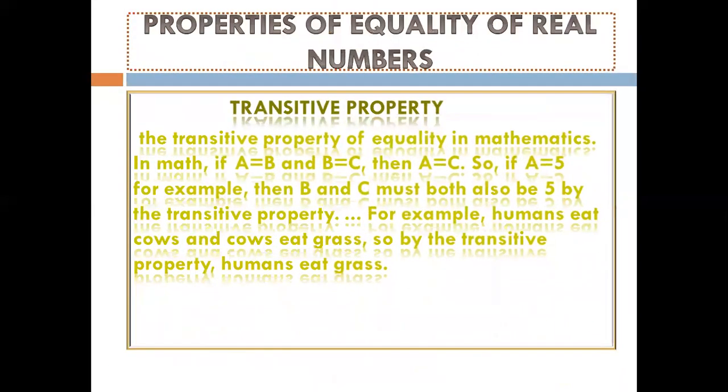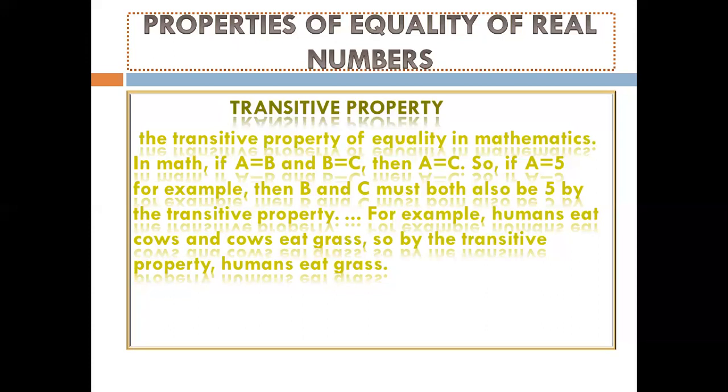Next is transitive property. The transitive property of equality in mathematics: if A is equal to B and B is equal to C, then definitely A is equal to C. A is equal to B and B is equal to C. It means that both A and C are equal to B. If we omit B from them, then A is equal to C. This is called transitive property.